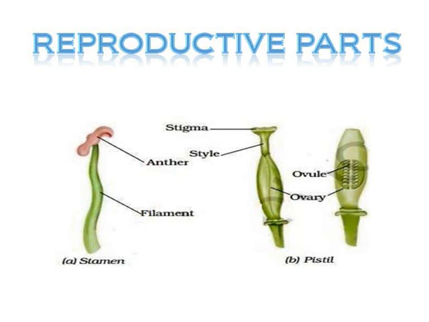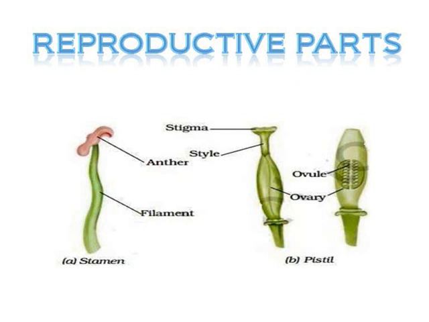A stamen has an anther which is supported by a long stalk called filament. The anther contains pollen grains. The pollen grain produces male gametes. So, pollen grains are the male reproductive unit of the flower.